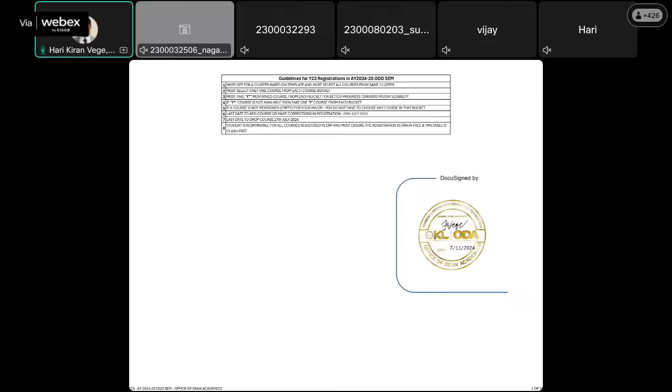Sixth rule, last date to add a course. If you want to add an additional course, suppose all my friends are taking a foreign language, I also want to do a foreign language. All my friends are taking an honors course, so let me also take an honors course, even if I'm a regular student. So it's all up to you. There is no restriction that regular students should only take regular courses. There is no such restriction.